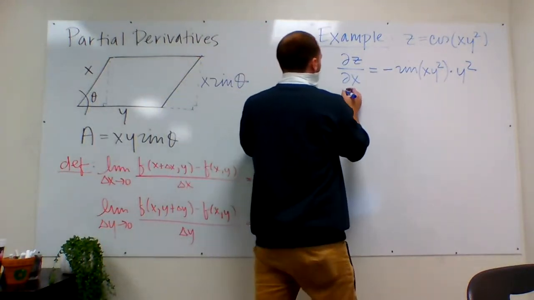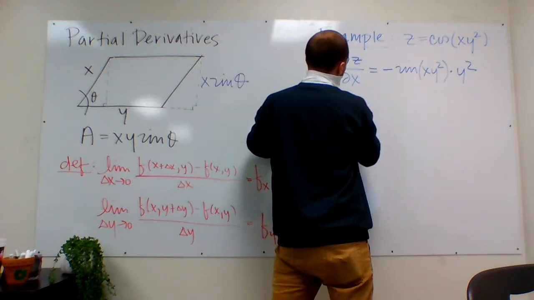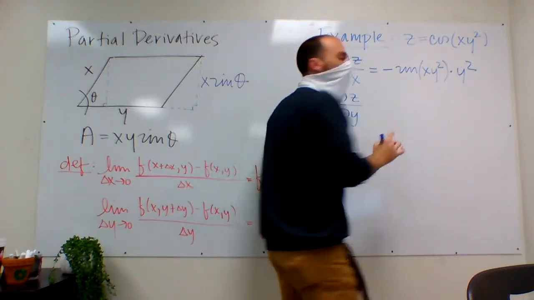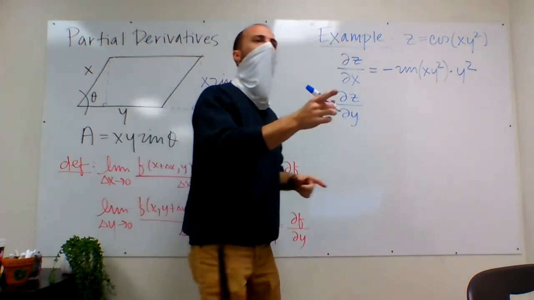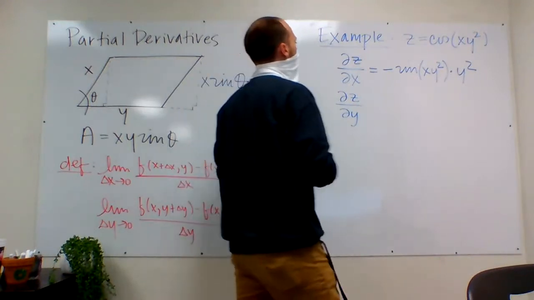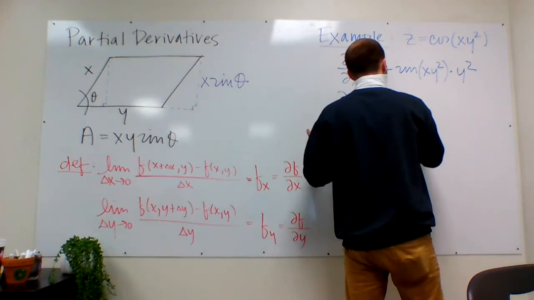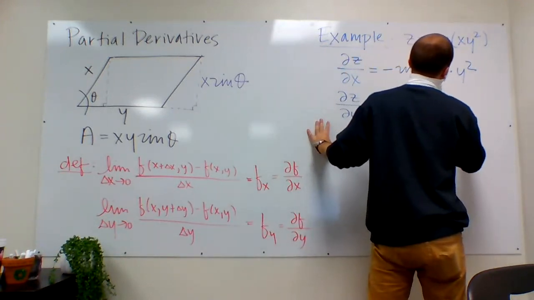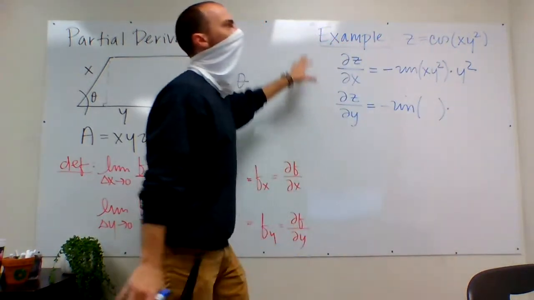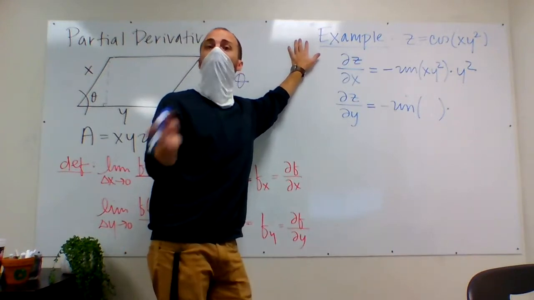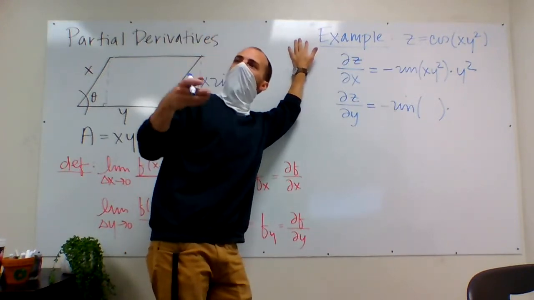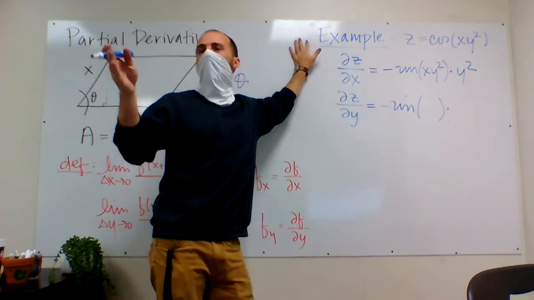We can also take the derivative of z with respect to y. I'm going to take the derivative of the outside and leave the inside the same. And then the derivative of y squared, that's 2y. Okay? And then that x is there. So yeah, it's going to be 2xy.